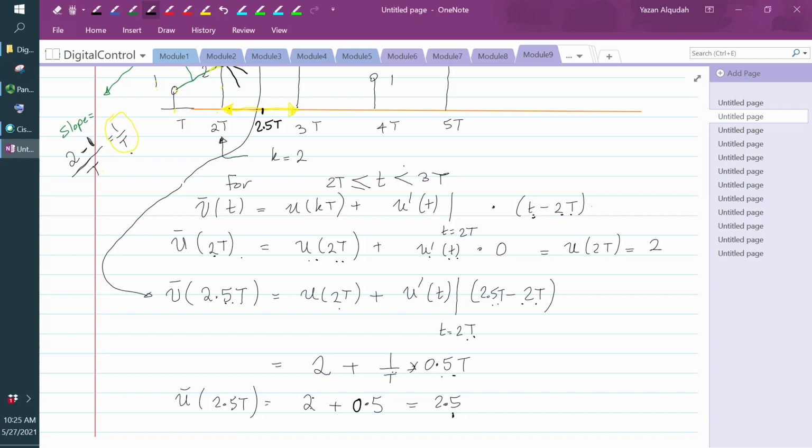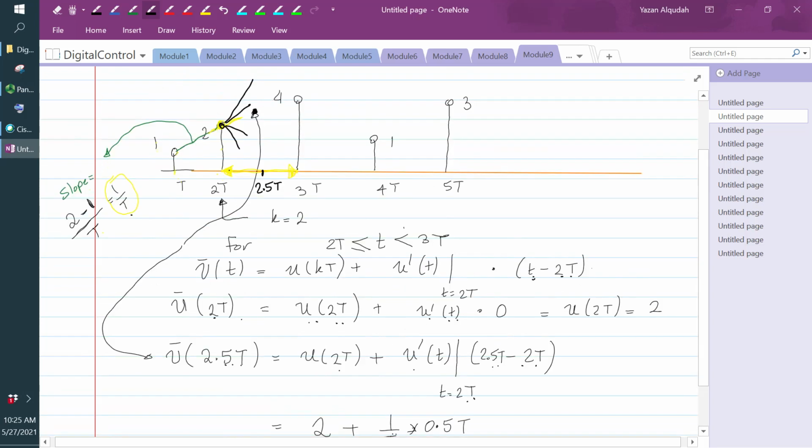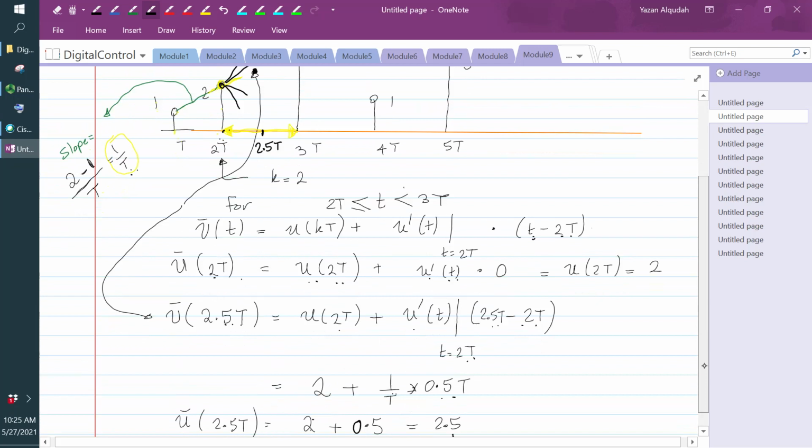Now, one thing just to keep in mind: when we calculate the slope, we only calculate it at the beginning of the period. So we calculate at 2T, and we use this slope to estimate all the values between 2T and 3T. We do not keep calculating. We only calculate it once at 2T, and we use that slope to tell us how the signal is going to be going. I hope this is clear.